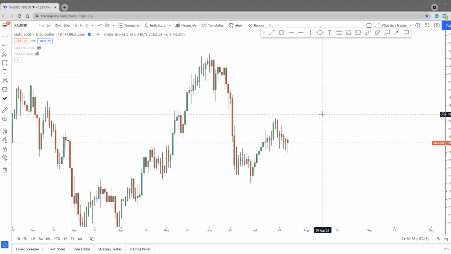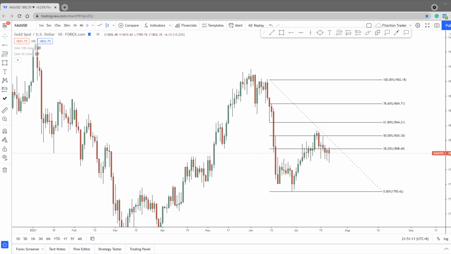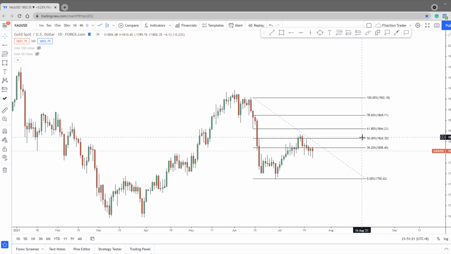So let's have a look at gold. Last week we did see some rejection, or some sellers' momentum, at the 1841 to 1830 zone. If we pull the Fibonacci from the top to the bottom, we can see that the market is reacting to, or respecting, the Fibonacci zone, which is the 50% and 61.8% zone.